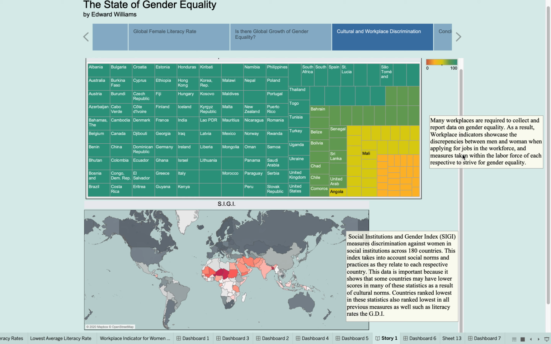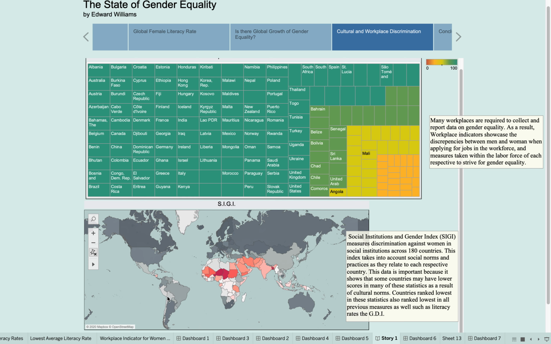So my second visualization within this dashboard is the SIGI, which is the Social Institutions Gender Index, and this is a measure of discrimination against women in social institutions in every country around the world. So this index takes into account social norms and practices as they relate to each respective country. Different countries have different social standards and different traditions that they abide by, so each country is going to be different.